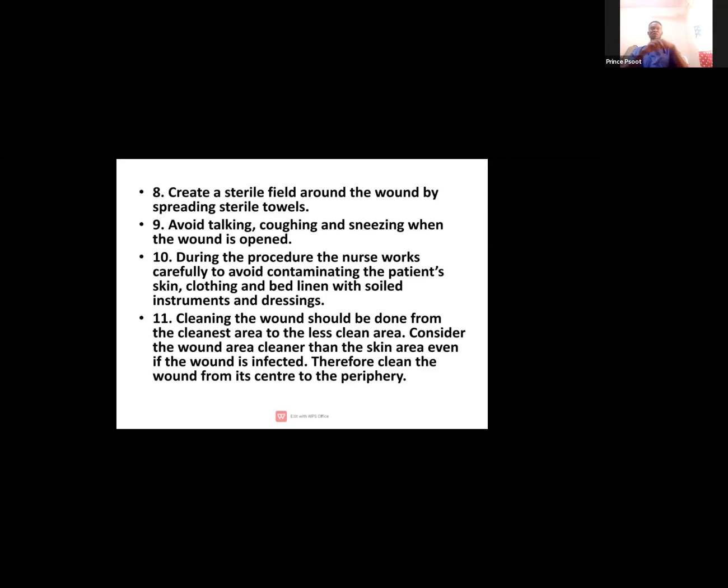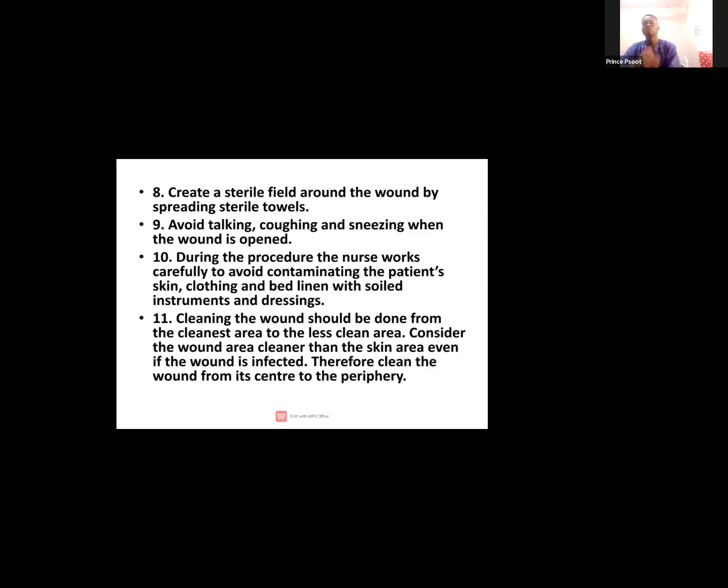Then avoid talking, coughing, or sneezing when the wound is open. That's a bad culture. So avoid coughing, talking, or sneezing when the wound is open. Then during the procedure, the nurse works carefully to avoid contaminating the patient's skin or the patient's clothing and bed linen with soiled instruments and dressing.